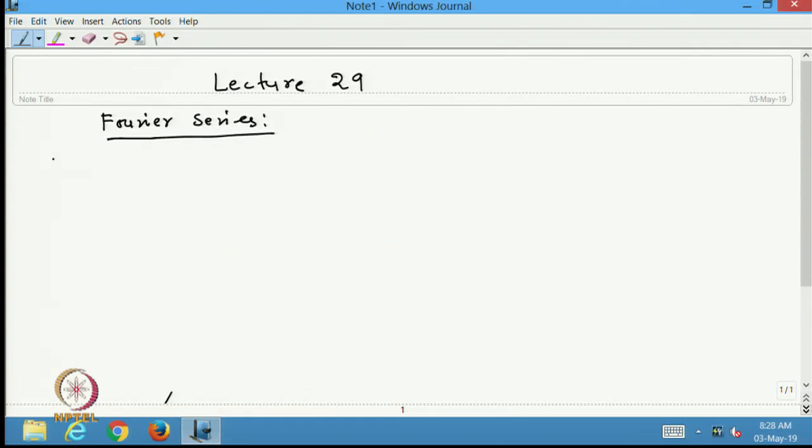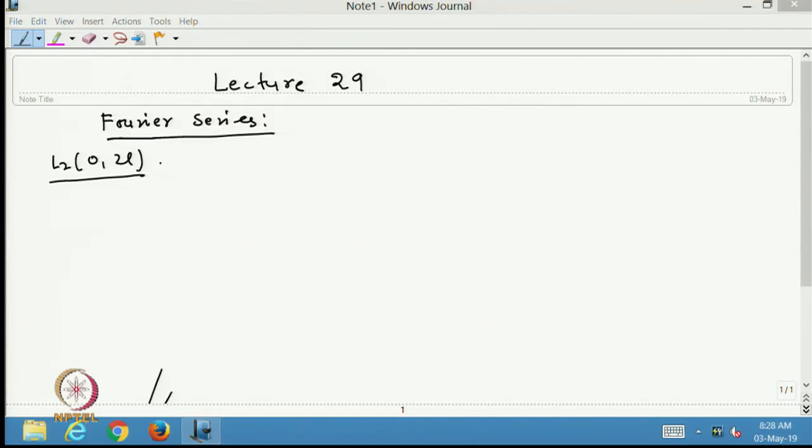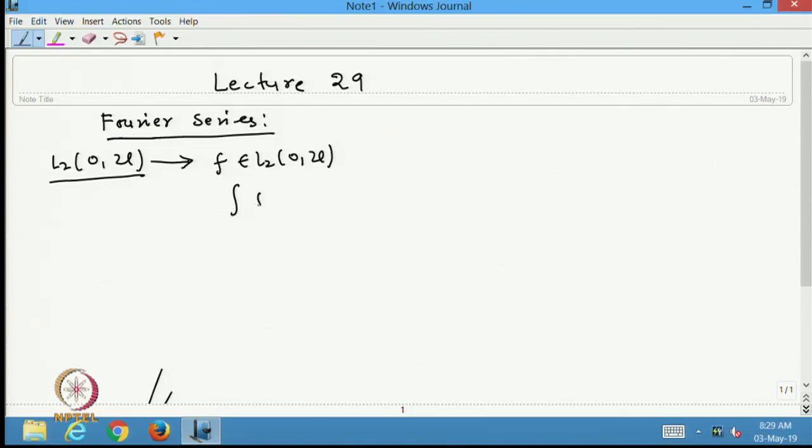So, in the last lecture we were taking a function which belongs to this space. So, let us have some knowledge about this space. This is a space of all square integrable functions. It means if f belongs to L2, then the integral of |f(x)|^2 dx is less than infinity.